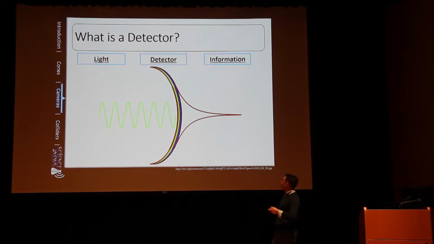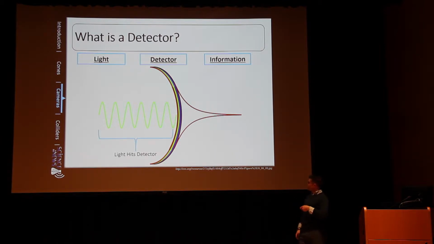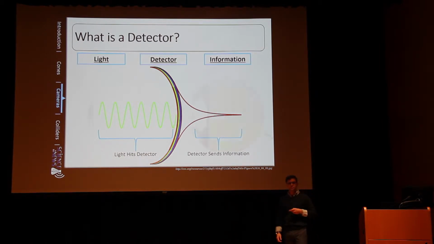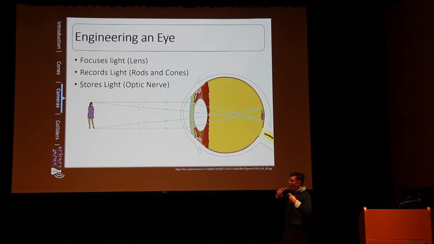What is it doing? So we have some light coming in, hitting the back of our eye, here showing this little curve, and it sends information down the optic nerve, which I'm showing here in red. So we're going from light, to our detector, which is our eye, to information. The light will first hit the detector, and then our detector will send the information into your brain via this optic nerve. So we're thinking about, what is the eye? What is it actually doing?